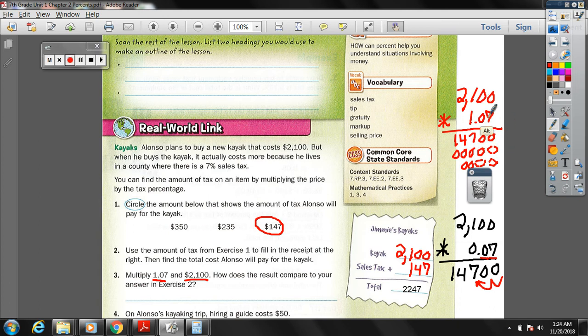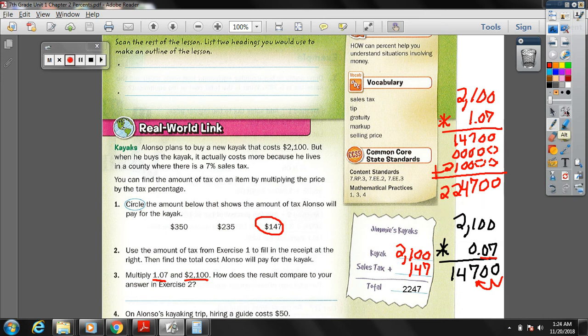0 times all 4 of these numbers becomes all zeros. 1 times 0 is 0. We put that directly below the 1. 1 times 0 again is 0. 1 times 1 is 1. And then 1 times 2 is 2. And from here, we are now going to add straight down. Zeros add up to zeros. Zeros add up to zeros. 7 plus 0 plus 0 is 7. 4 plus 0 plus 0 is 4. 1 plus 0 plus 1 is 2. And 2 plus nothing is 2.